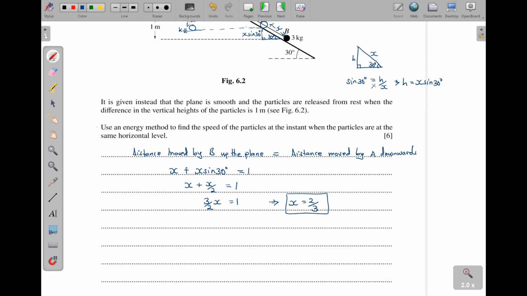Okay? Now, using the energy method, we say that work done by the driving force minus work done against resistance is always equal to the change in mechanical energy.